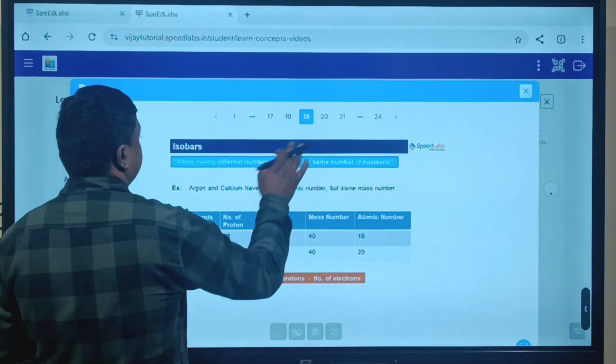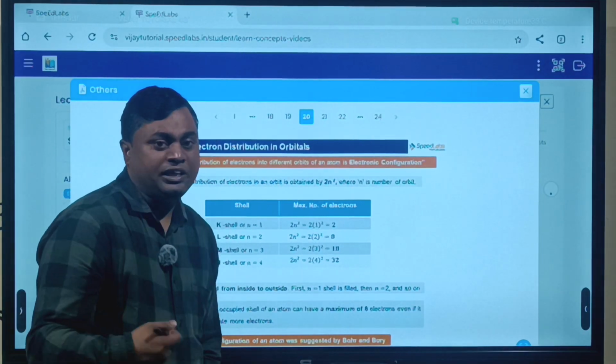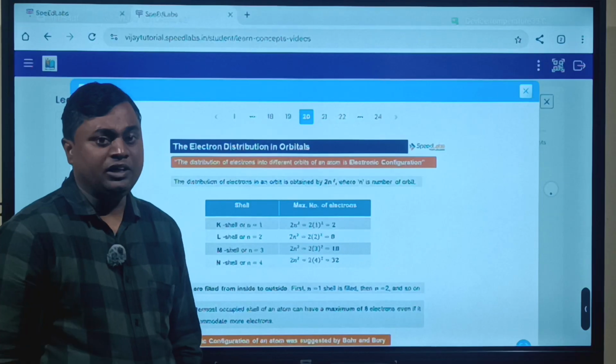Next concept. In the next video we'll discuss the electronic configuration and try to find out the valency.